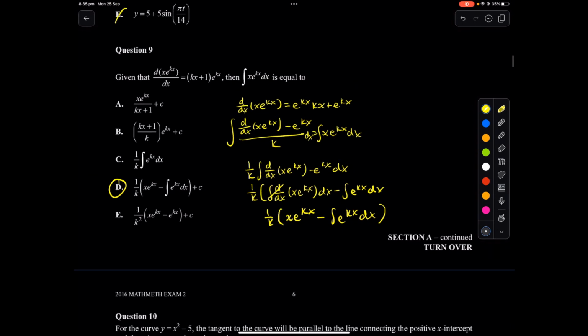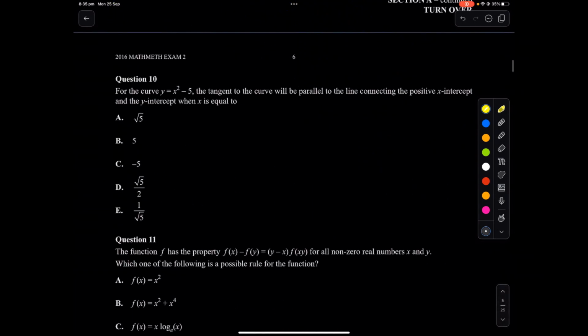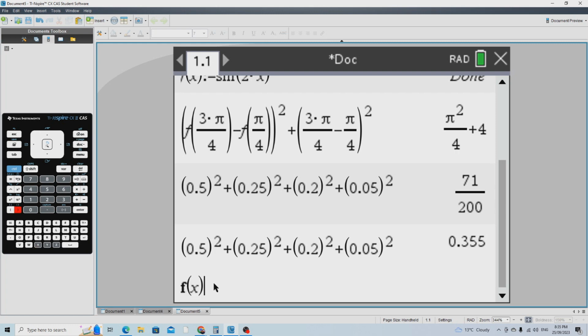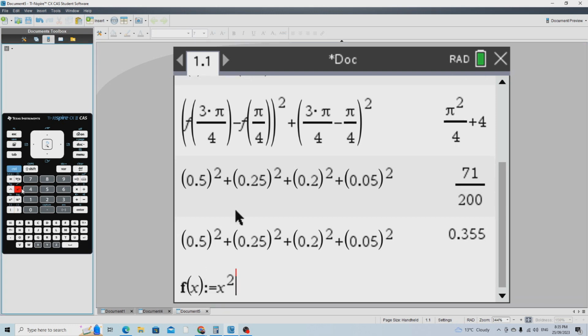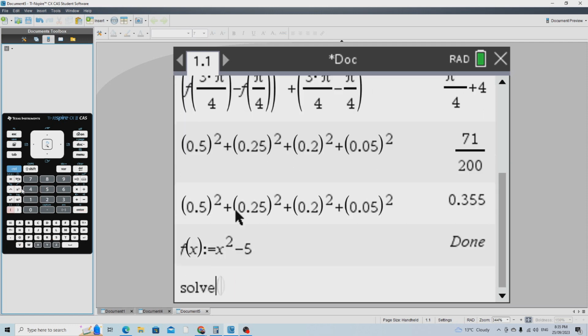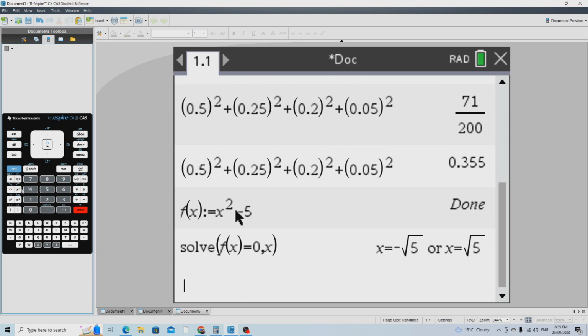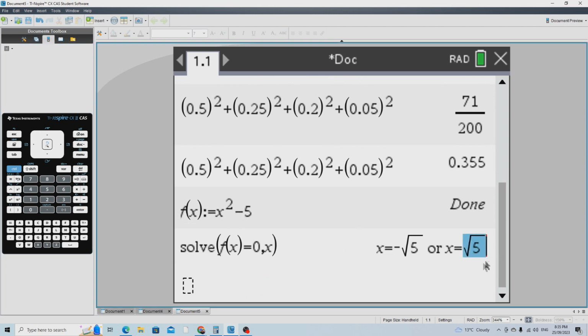Perfect. Question 10. For the curve this, the tangent to the curve will be parallel to the line connecting the positive x-intercept and the y-intercept when x equals y. Okay, so what we're going to do is I'm going to go on my calculator and just define the function to do easy calculations. So it's x squared minus 5. Okay, let's first solve where f of x equals 0 to find the x, and we want the positive x-intercept, so this one.